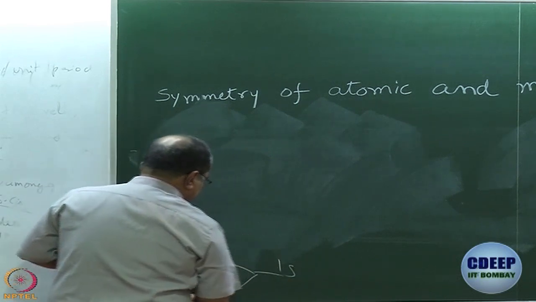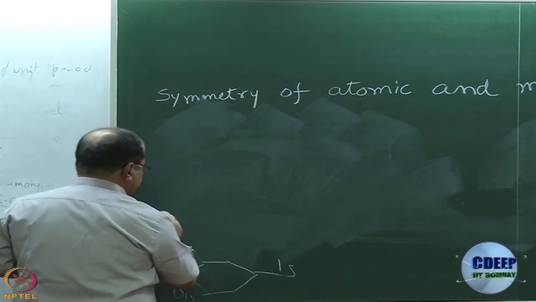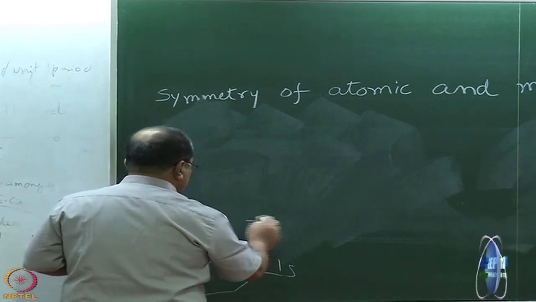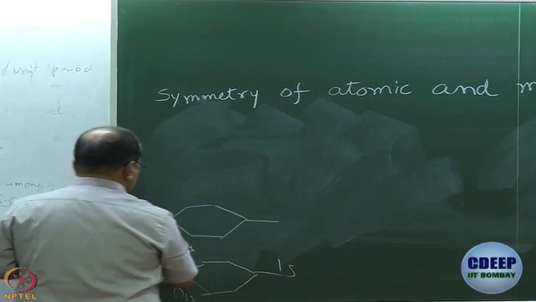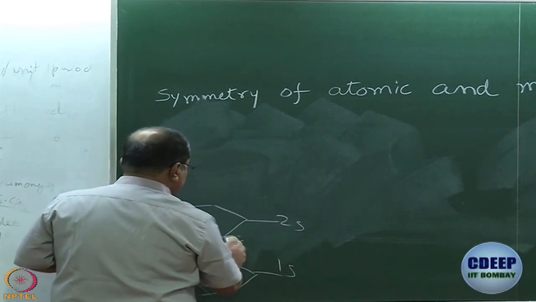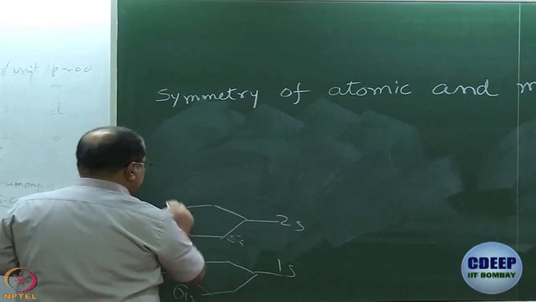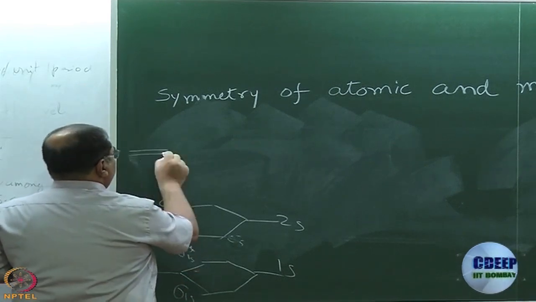1s and 1s give you sigma 1s and sigma 1s star. 2s and 2s give you sigma 2s, now I will write here, sigma 2s and sigma 2s star. What about 2p?